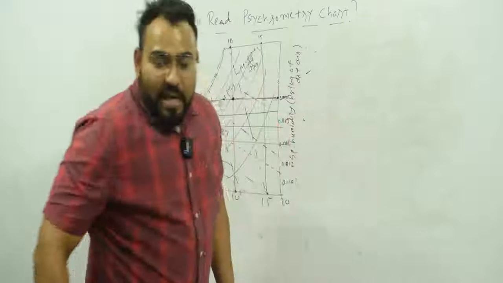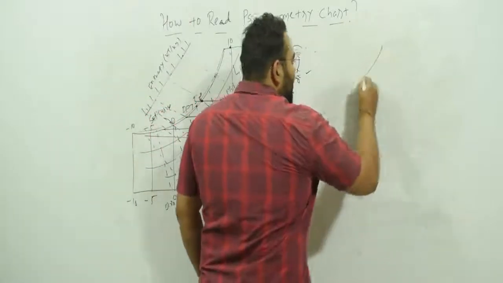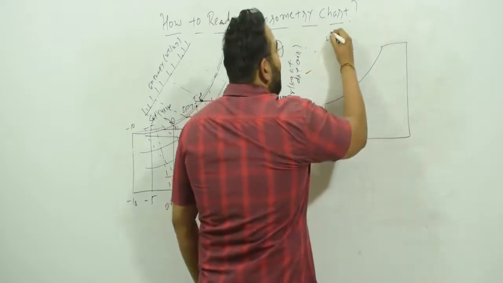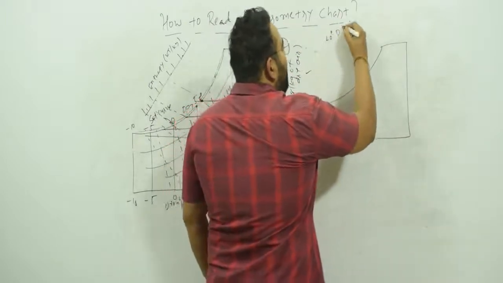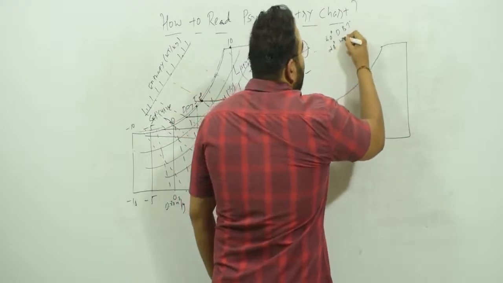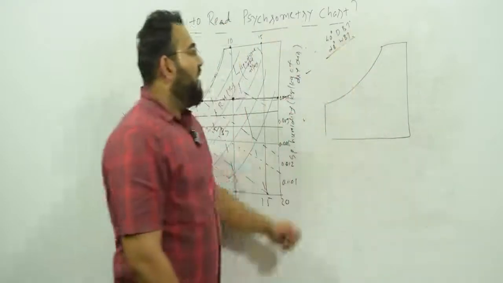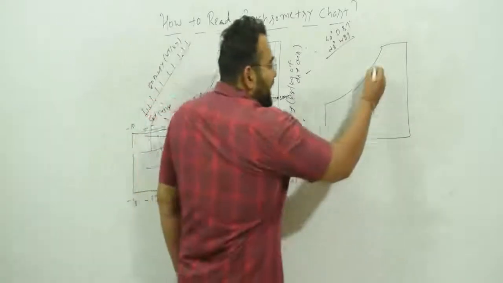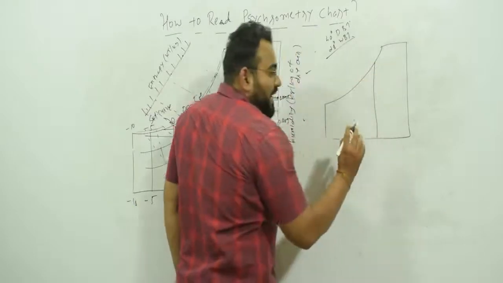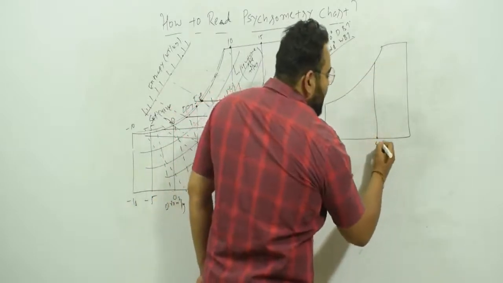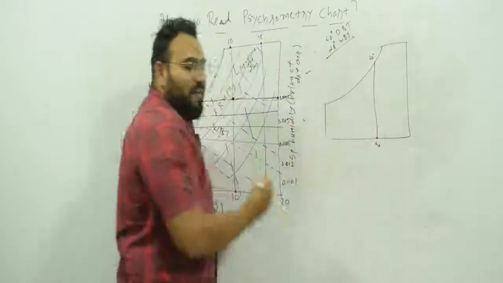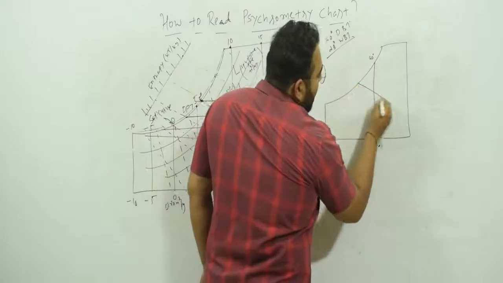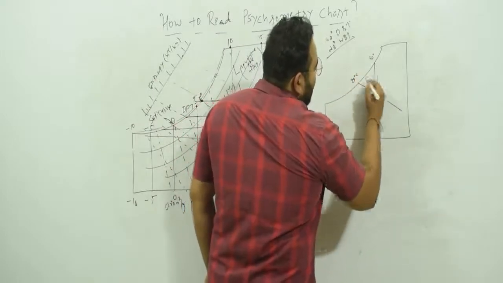In an example, they will give you any 2 points. Let's say there is air at 40 degrees Celsius DBT and 28 degrees Celsius WBT, find all other properties. First you have to find the 40 degrees Celsius DBT line. I'm just taking an example, so let's say this is the 40 degrees Celsius DBT line. First you have to darken the 40 degrees Celsius DBT line, then find the 28 degrees Celsius WBT line. Let's say the 28 degrees Celsius WBT line is over here.